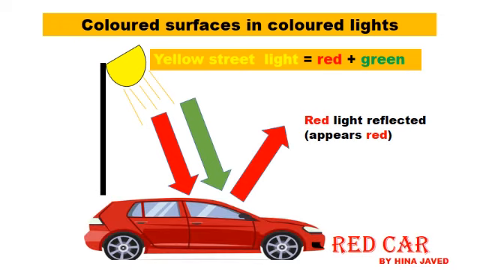Now another example for you all, colored surfaces in colored light. For example, you have a red car, and how does the red car look under a yellow street light? We know yellow street light is made by red and green color. It means yellow color has red and green. Red car under a yellow street light will absorb green color and red light is reflected. It means red car under a yellow street light will appear red. Green color is absorbed by the red car, red light is reflected. Red car appears red.